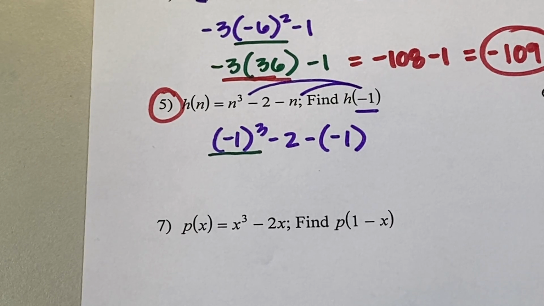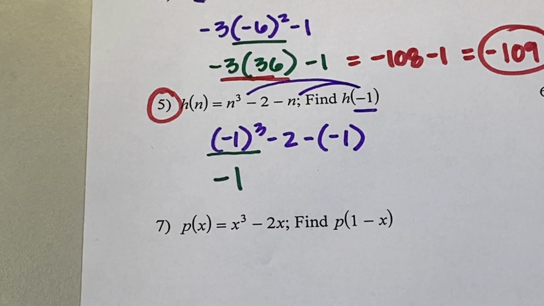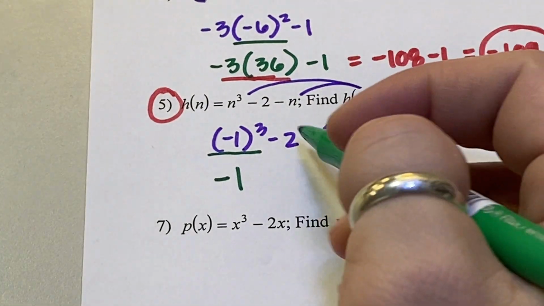Not quite. Okay, let's do it together. What's -1? -1 times -1 is what? +1. What's +1 times another -1? -1. -1, okay. Yep, -1, right there.